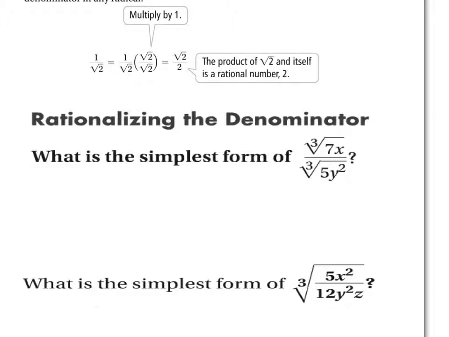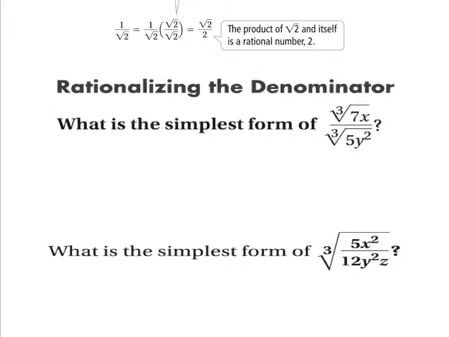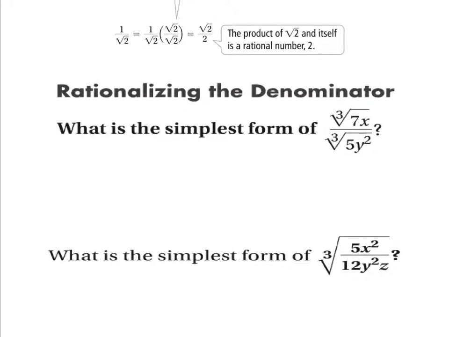We have 7x, the cube root of 7x over the cube root of 5y squared. Well, you'll notice that neither one of these will come out of this root because they don't have enough. There's not enough of a third power. So I've got to get rid of this denominator. So what I'm going to do is I'm going to multiply top and bottom by the cube root of 5y squared. So now we're going to tie in multiplication with the division as well.